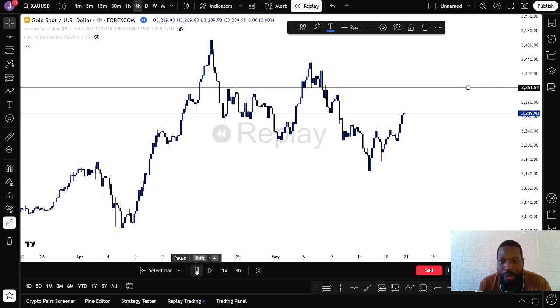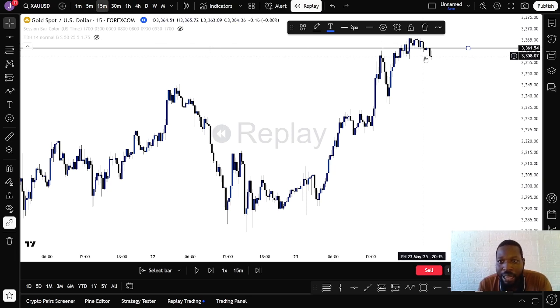Alright, so the price was going up. Alright, then, all right, so you can see that price went and tested the zone that we placed. So right now I'm going to go down to the 15 minutes time frame to take my entries.